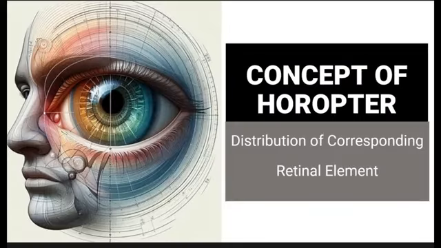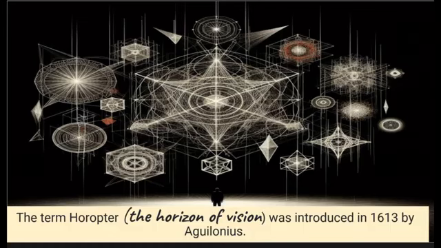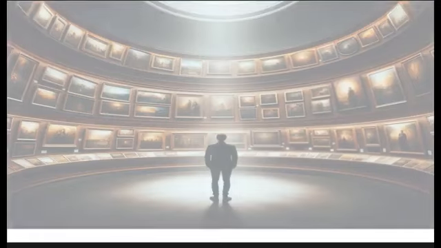Now, let us understand how these corresponding points of the retina are projected in the visual field. To understand this, we shall be talking about a very important concept, and that is the concept of horopter. So what is a horopter? The horopter basically means the horizon of vision, and this term was introduced in 1613 by Aguilonius. Now, let us understand horopter with an example.